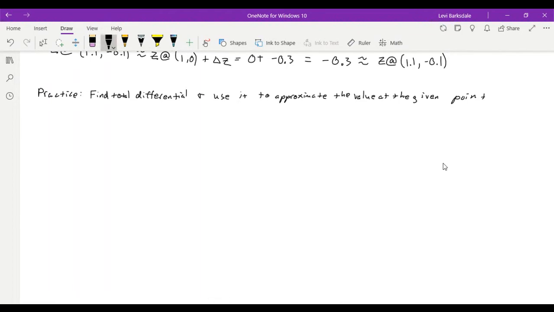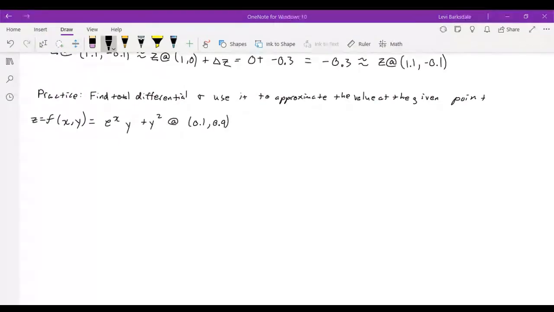And the function will be f of x, y, think of it as z being equal to f of x, y, is e to the x times y plus y squared at the point (0.1, 0.9). And I'll give you a couple of minutes to work on that.